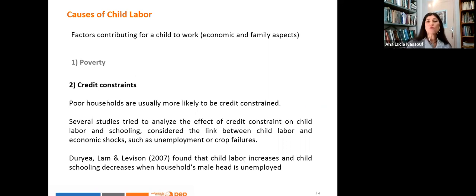Of course, poor households are usually more likely to be credit constrained. And several studies try to analyze the effect of this credit constraint on child labor and schooling, considering the link between children working and economic shocks. What are the economic shocks? Unemployment, crop failures, usually some problems in the meteorology, a lot of rain or droughts, and then it's easy to show that children start working more because of that. I cited one paper here where they show that unemployment in males had increased children's work.